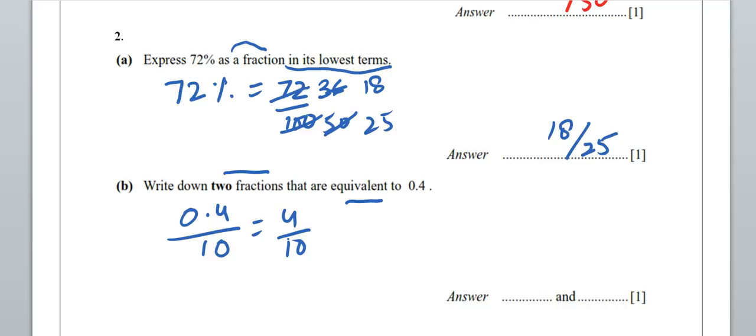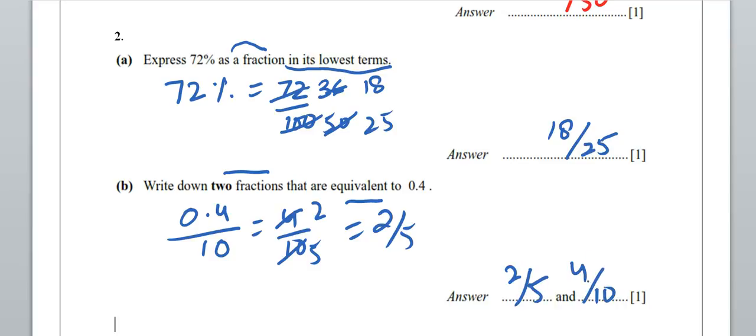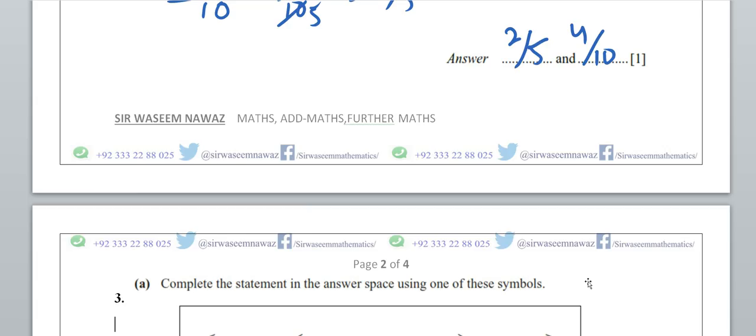For the second answer, there are many possible answers to this question, because 4 upon 10 I can simplify. I will get 2 2s are 4, 2 5s are 10. So the second fraction may be 2 upon 5. So I can say that the first answer may be 2 upon 5, the second answer may be 4 upon 10, and again you can write any multiples of 4 upon 10 for this answer.